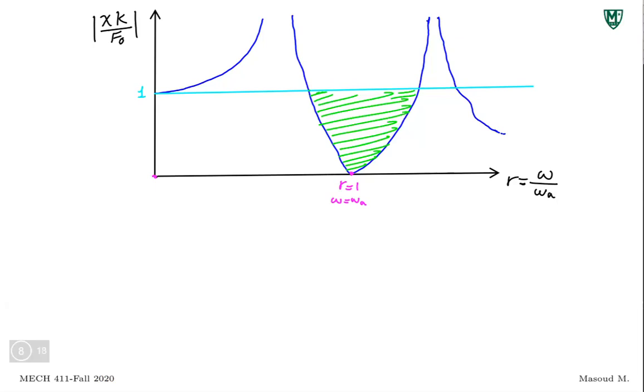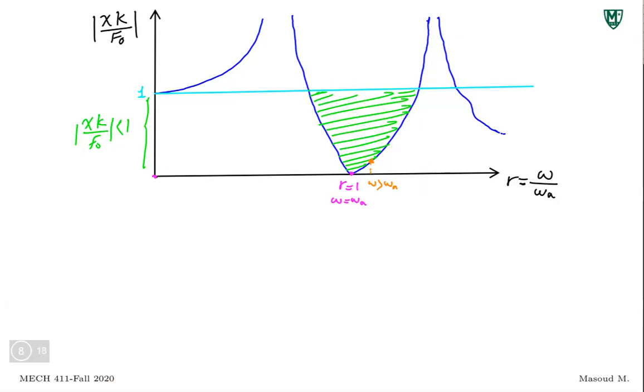For this range, xk over F naught is smaller than 1, so my absorber is performing well. Even though my excitation frequency is not exactly the design frequency, the natural frequency of the absorber that I designed to absorb this vibration, I'm deviating probably a little bit. Let's say the excitation frequency is not 20 radian per second now. It's 25. So R becomes greater than 1. Let's say I come here. It's somewhere there. This is where omega is greater than omega A.